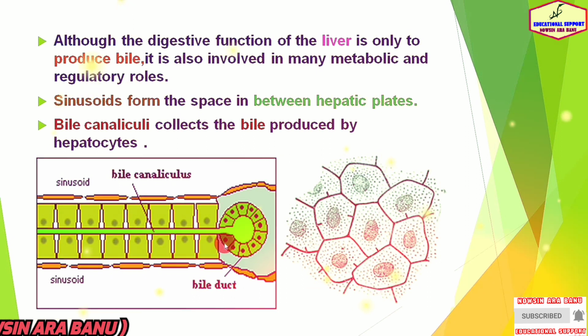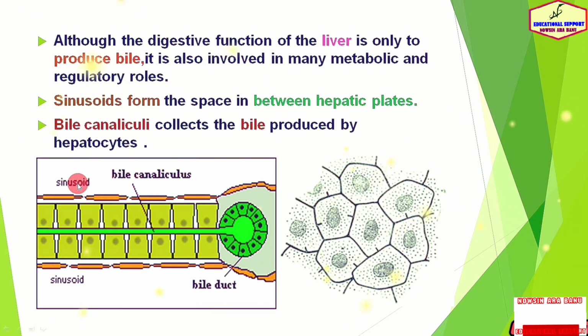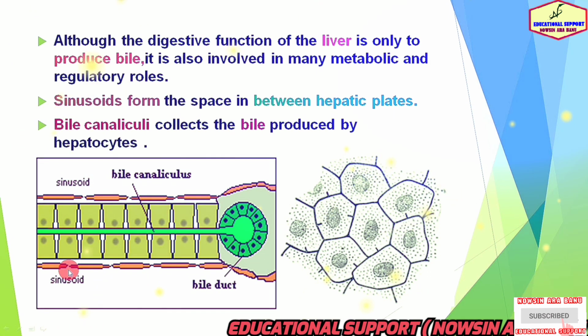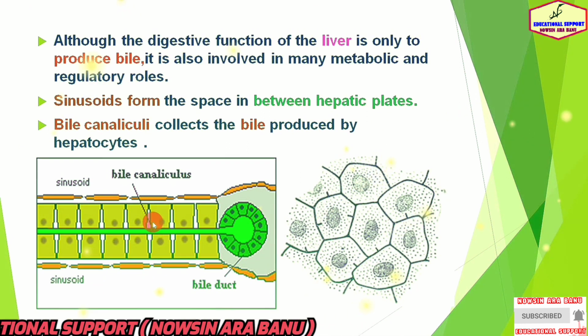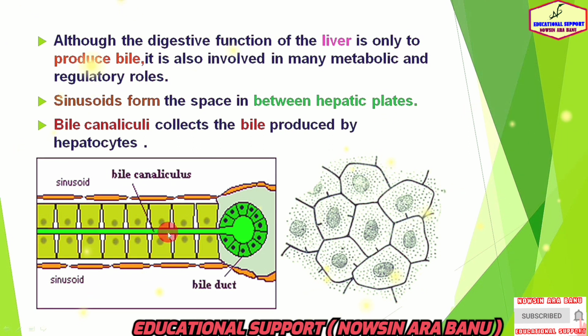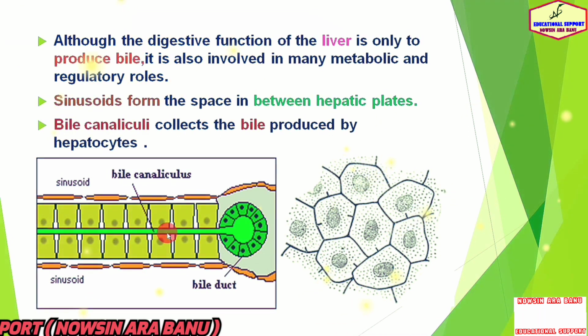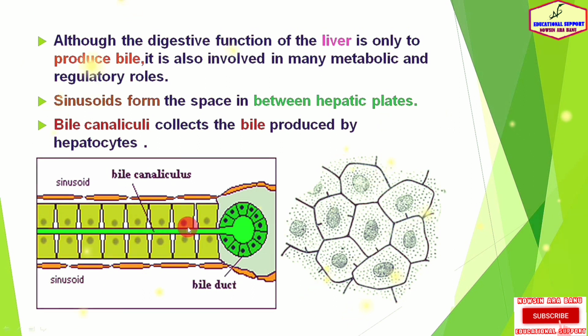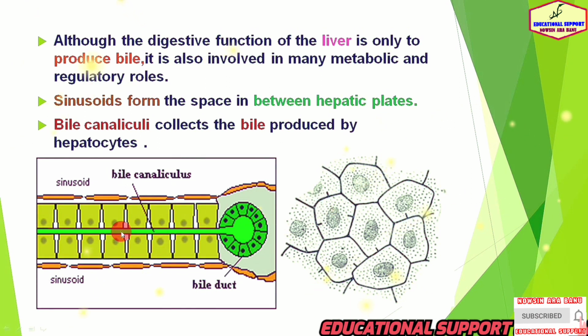Sinusoids form the space in between hepatic plates, and bile canaliculi collect the bile produced by hepatocytes and drain into the bile duct. This is a picture of sinusoids and bile canaliculi.